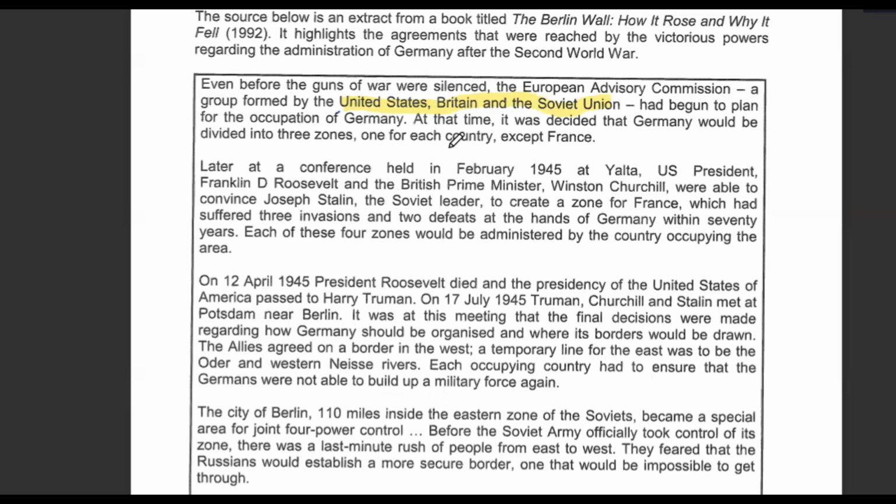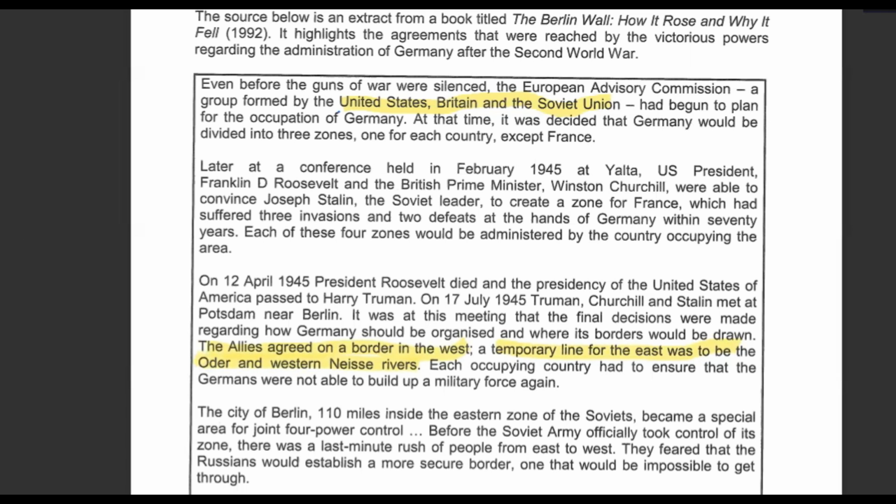If you go back to the source, there is actually mention of how they would prevent Germany from being able to build a military force again. So the first thing is that they agreed on a border to the west. So I'm going to highlight where we are going to extract the answer from. They agreed on a border in the west. Then secondly, a temporary line for the east was to be Oder and the nearest rivers. Each occupying country had to ensure that the Germans were not going to build up a military force again.